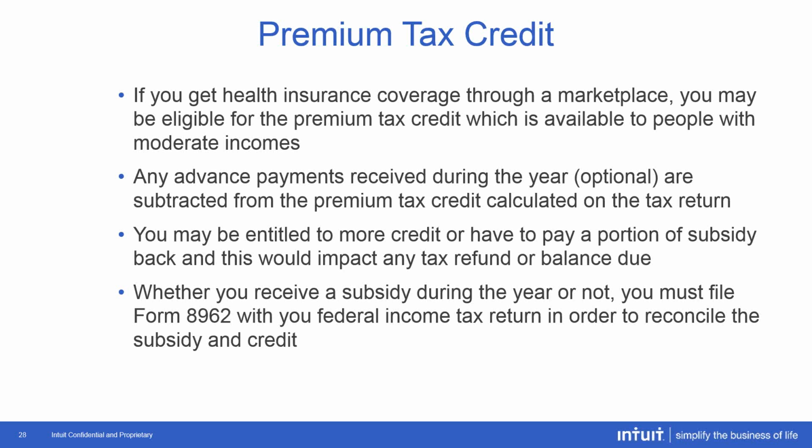You may be entitled to more credit or have to pay a portion of the subsidy back, and this would impact any tax refund or balance due. Whether you receive a subsidy during the year or not, you must file a Form 8962 with your federal income tax return in order to reconcile the subsidy and the credit. That's because the subsidy is figured out at the beginning of the year, and it's based on estimates. Then the 8962 is actually figuring out what the true credit should be at the end of the year based on the actual numbers, household income and such.